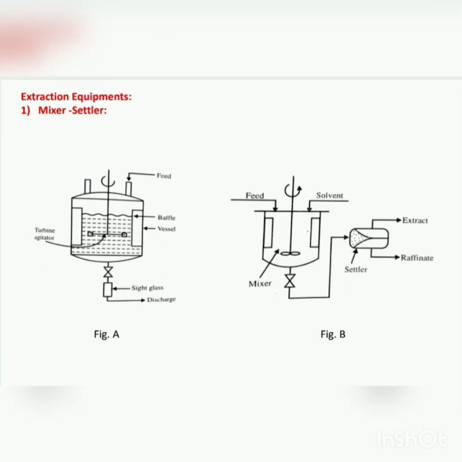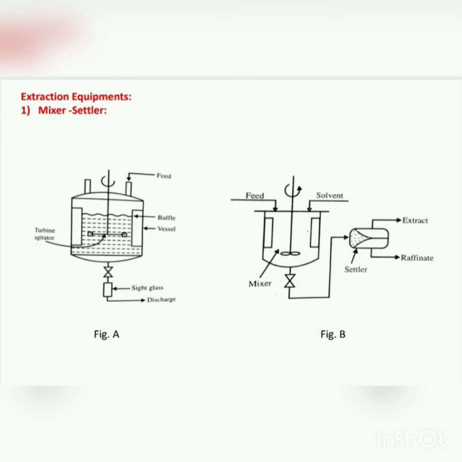Extraction operation can be carried out with the help of different types of equipment. These are mixer settler, spray column, packed column, rotating disc contactor, centrifugal extractor. Let's first see mixer and settler. The mixer settler is the simplest type of extraction equipment or extractor.